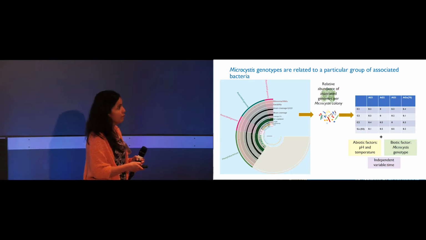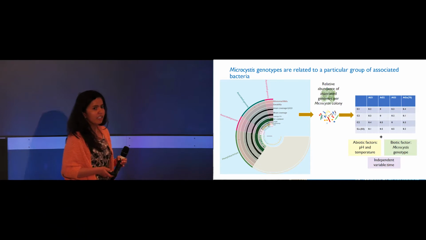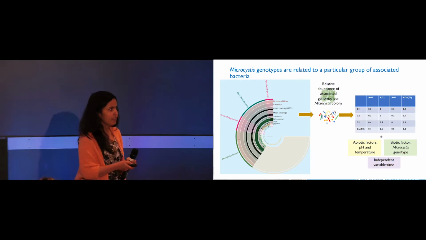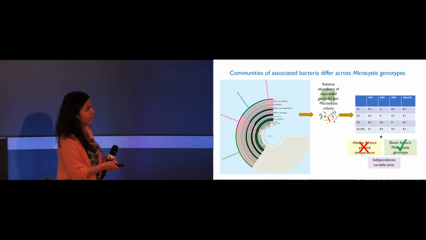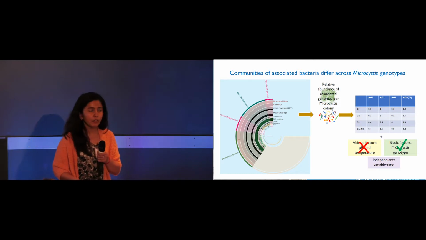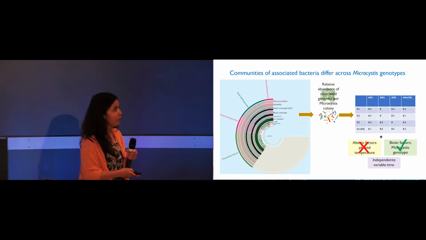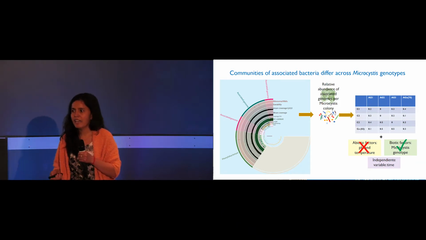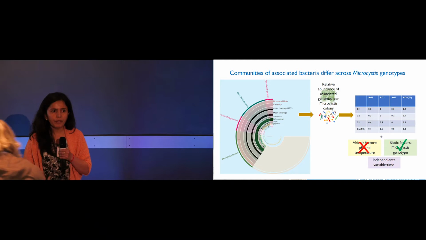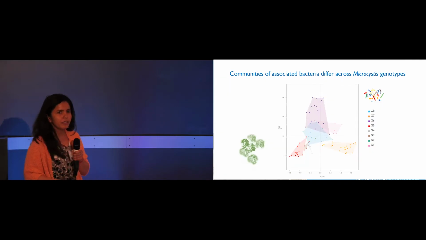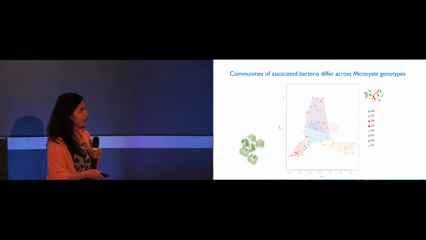Using this matrix of relative abundance, we did a distance-based redundancy analysis, including abiotic factors like pH and temperature, and biotic factors like Microcystis genotype. What we found is that abiotic factors like pH and temperature don't have a significant effect on the composition of the associated bacteria in the colony, but biotic factors like the Microcystis genotype have an important effect.